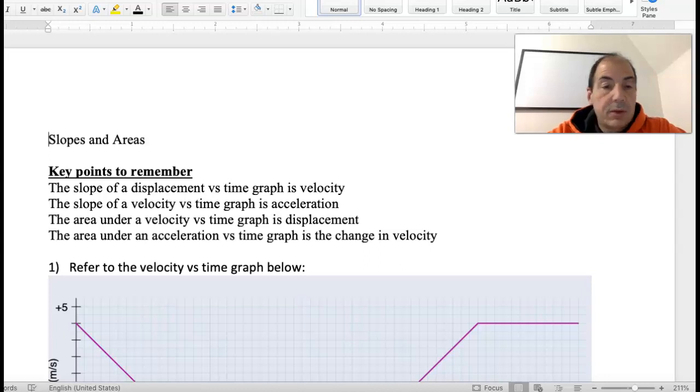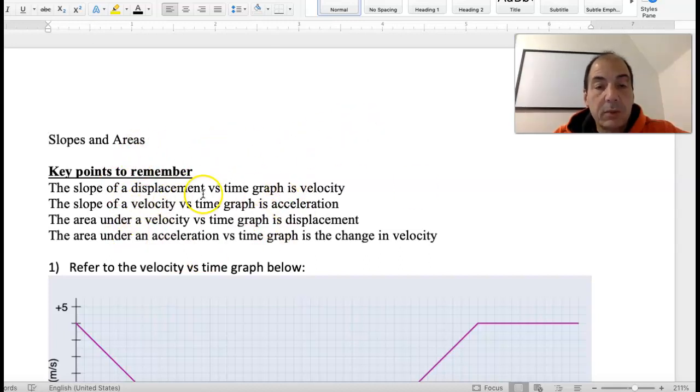Good morning, junior physicists. Today we go back into our motion graphs and back to some of the thoughts that had come up in one of the Seneca classroom assignments about slopes and areas. So some key points, if you don't have these written down somewhere, you better get to know them.